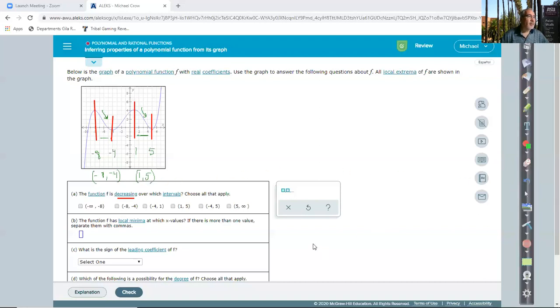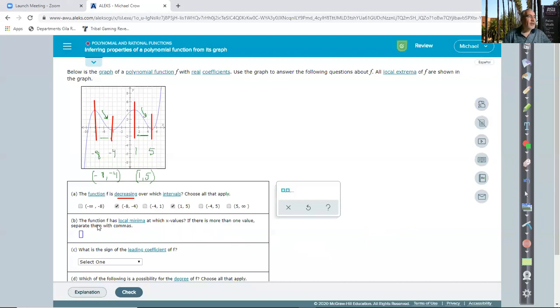So let's go ahead and mark those: -8 to -4 and 1 to 5. That's it. Those are the decreasing intervals.